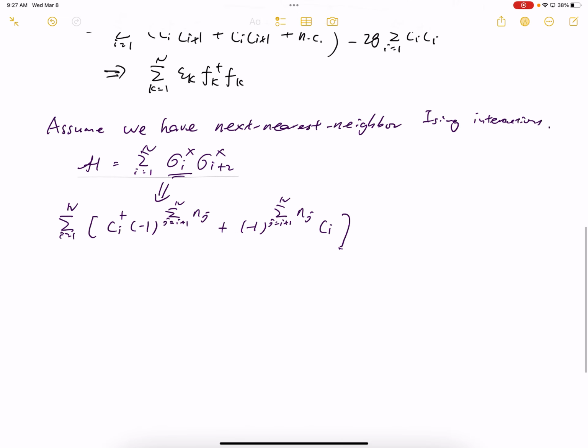And now for the second part, because it's i plus 2, I'm going to just change i to i plus 2 for the first term. So this will be i plus 3 now of n_j, plus this second term, which is actually just a Hermitian conjugate.